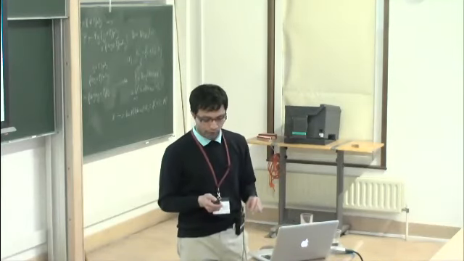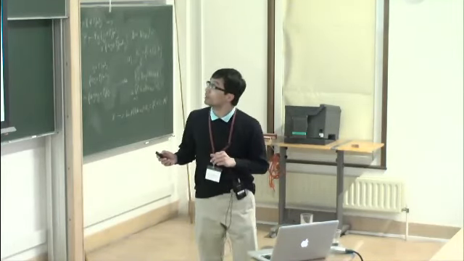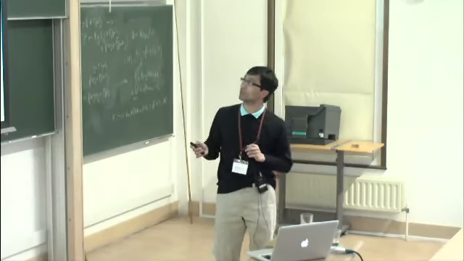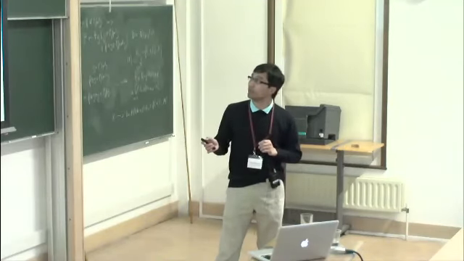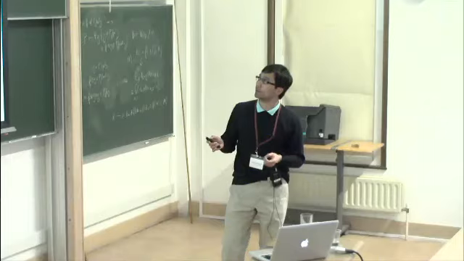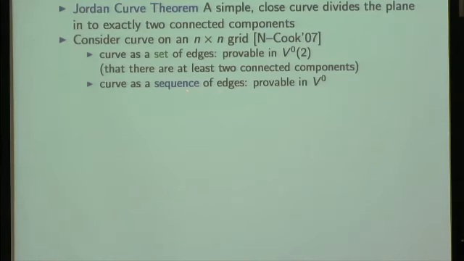There are two settings for the theorem. One is where the curve is given by a set of edges, and the other is where the curve is given as a sequence of edges. In the second setting, we know the order of the edges that appear on the curve, so that contains more information, and we can show that for that setting the weak theory V0 is enough to prove it. For the other setting, where we don't have much information about the edges, it is provable in the slightly stronger theory V0^2.